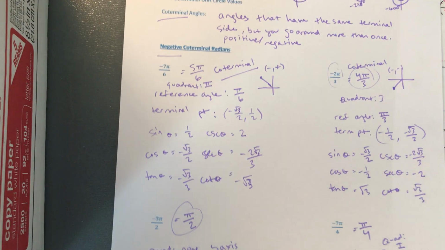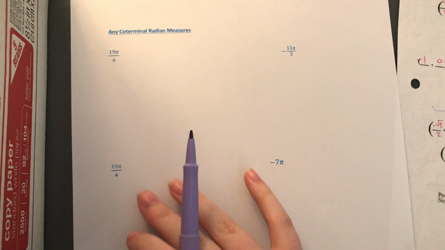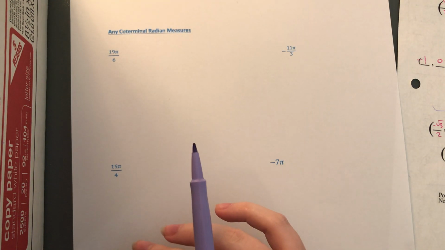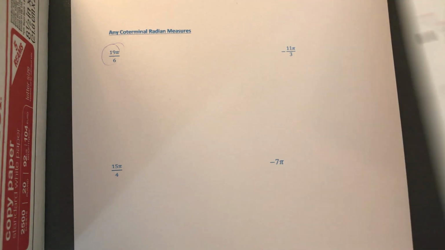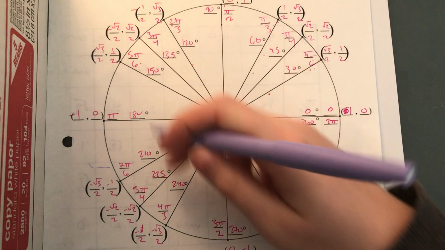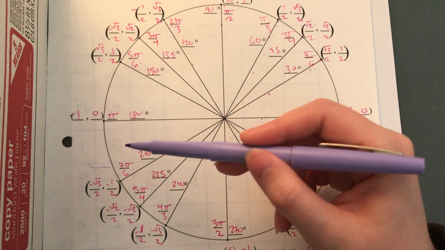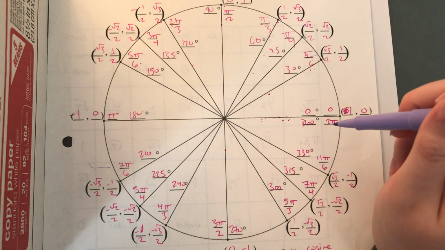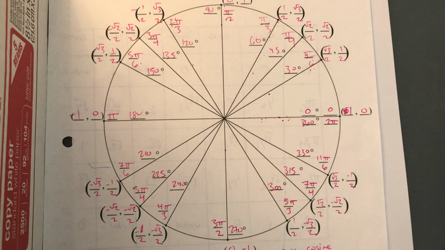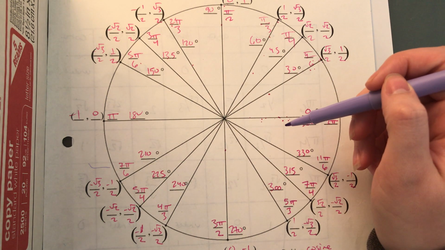All right, so next up, I'm going to talk about how you find any coterminal radian measures. So 19 pi over 6, it's positive. So that means we're going to start here and go all the way around. But is there a 19 pi over 6? No, it goes 1, 2, 3, 4, 5, 6, 7, 8, 9, 10, 11, 12. So once around the circle is 12 pi over 6. But they want 19. So that means you've gone 12 and then some.